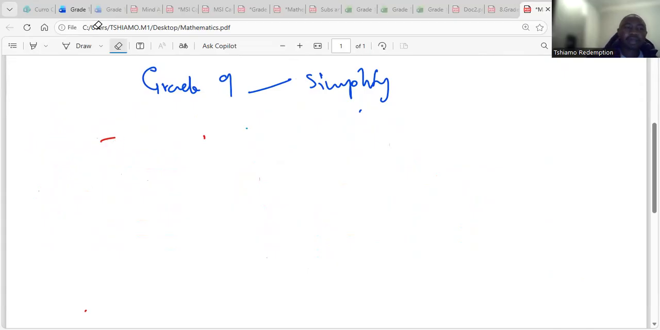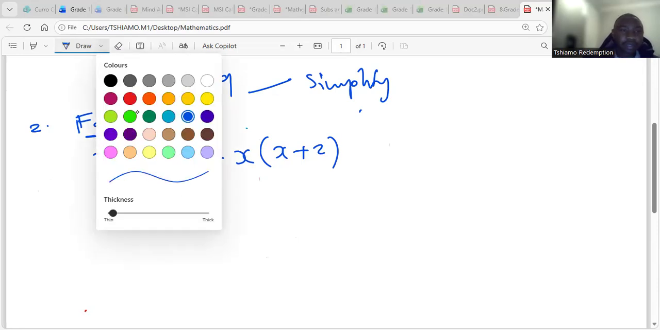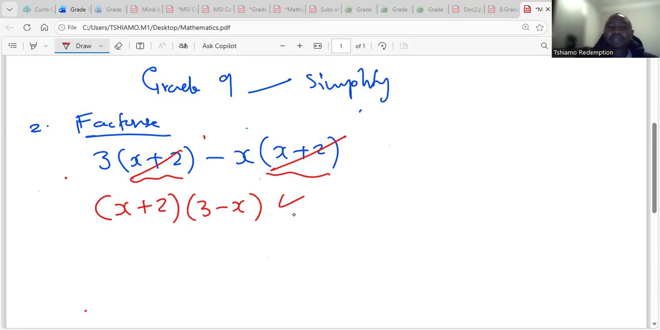Okay, now second part, identify a common bracket. The question will still say factorize. Now you're given something like this: 3(x + 2) minus x(x + 2). So both terms have a common bracket. So what do I do? I take out the common bracket outside. If I isolate the common bracket, what is left is what I write inside the bracket. Same thing as what I was doing there. So in this case, what am I left with? (3 minus x). And that becomes your answer.